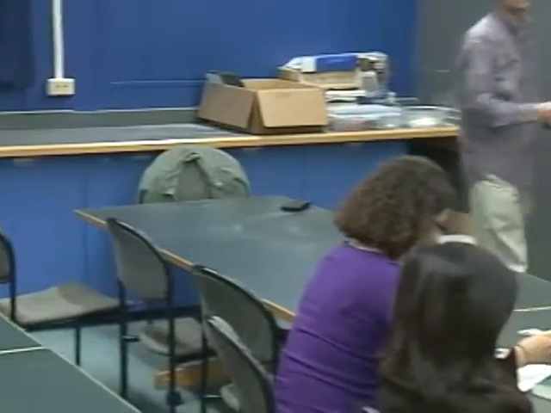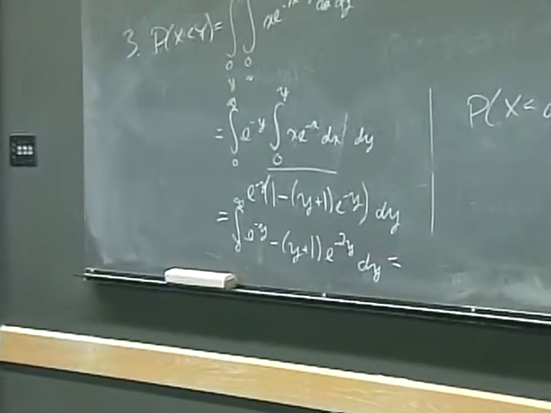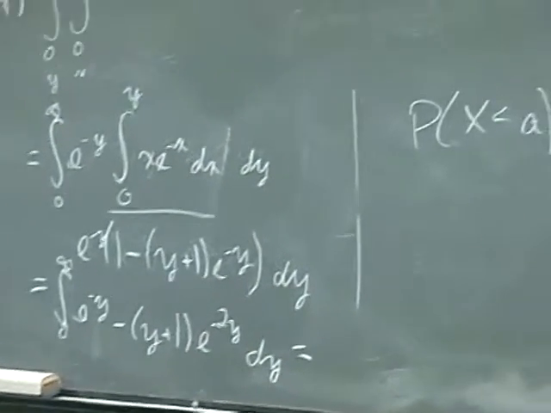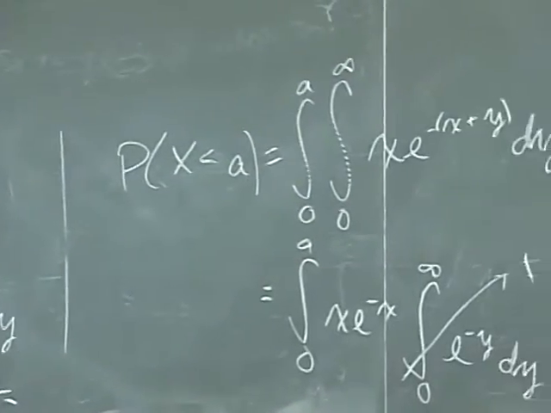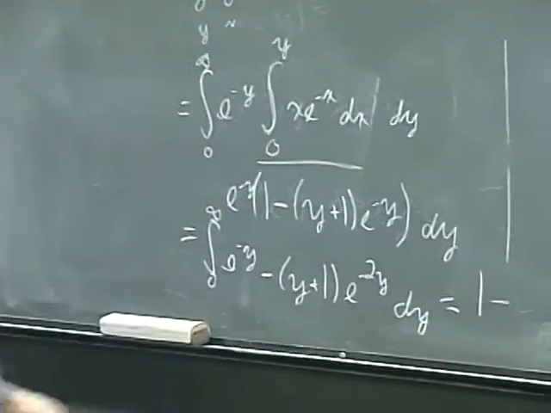Okay. Let's evaluate each component of this. First component, we're just integrating e to the negative y from 0 to infinity. What do we get there? 1. 1, right. Exponential PDF, it's a 1. What do we get in this part?